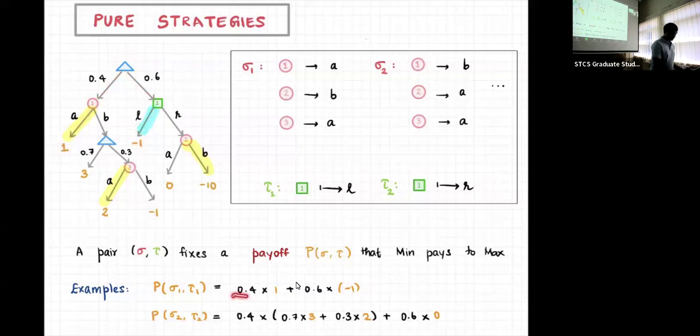The payoff is calculated like this. With probability 0.4, you reach 1, so you take 0.4 times 1. With probability 0.6, you reach minus 1. So you sum those things up. Is that okay? Fine.